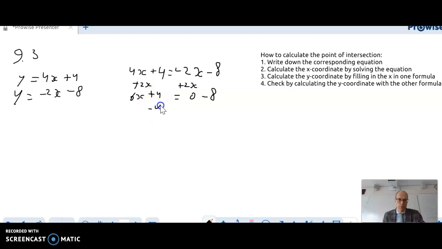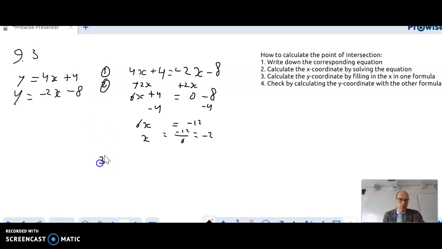And I want to remove 4. I need to remove 4 on the other side. So 6x is equal to minus 12. And x is equal to minus 12 divided by 6 is equal to minus 2. So this is step 2, calculating the x coordinate. And this was step 1.